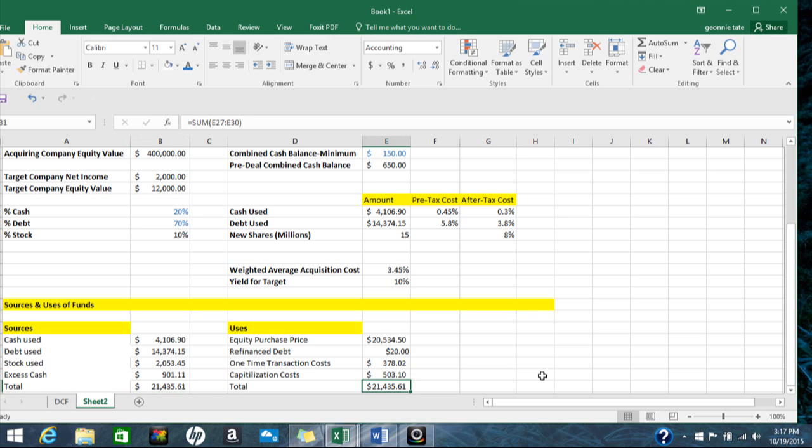Actually, that'll be 21 billion because I'm using numbers in millions here.